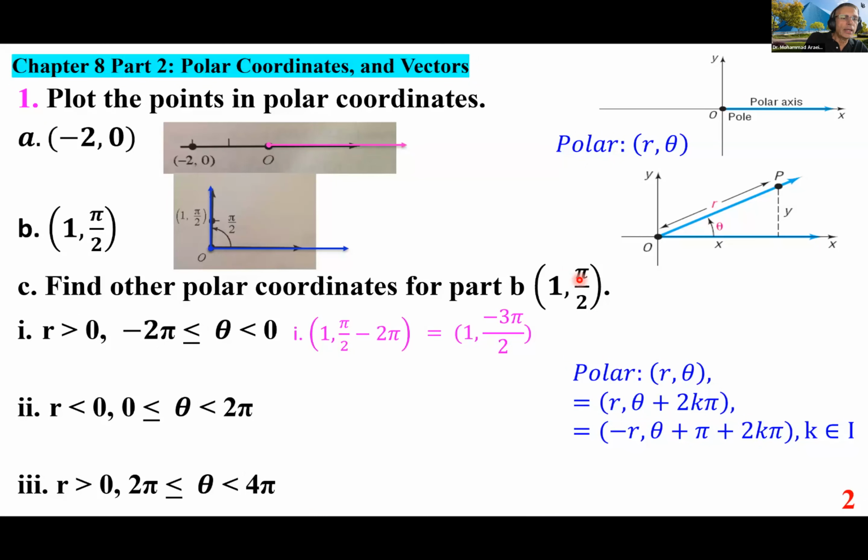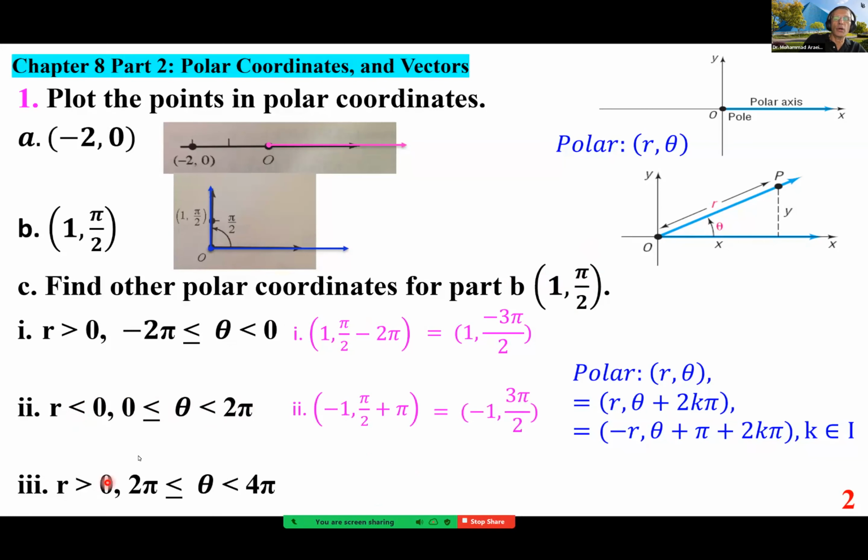In this case, you want to negate the r. So 1 changes to negative 1. In order for this to happen, remember, you go back to this one. You have to add odd multiples of pi. So all you have to do, add pi, because you want it to be between 0 and 2 pi. So add pi, and that gives you negative 1 with 3 pi over 2.